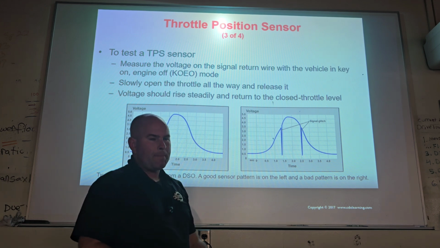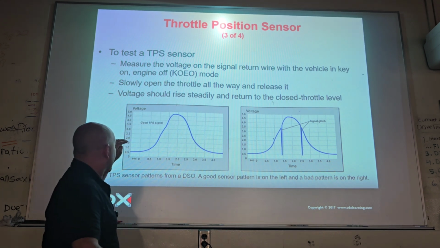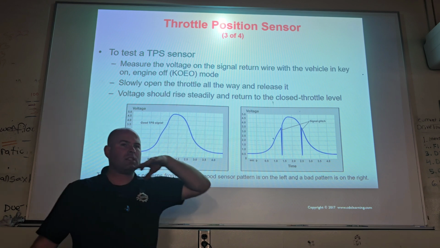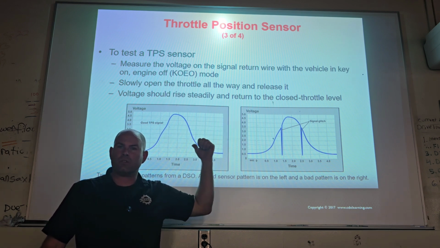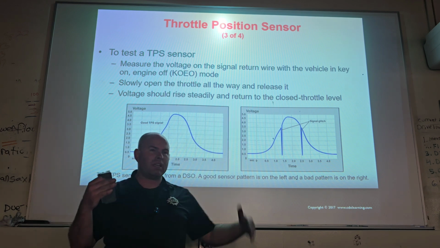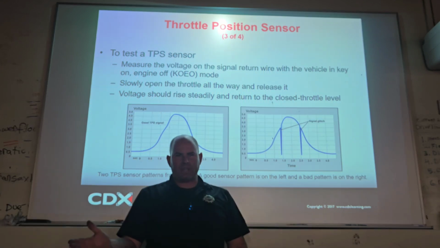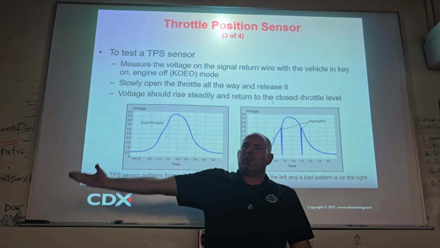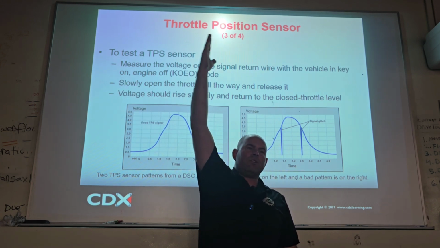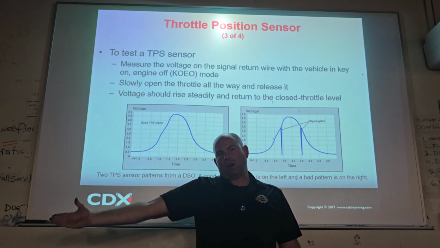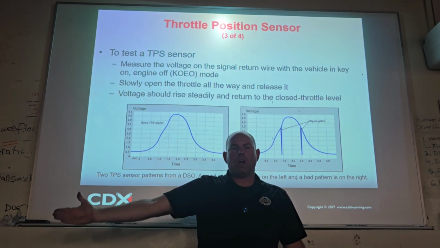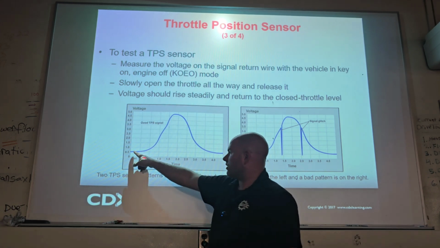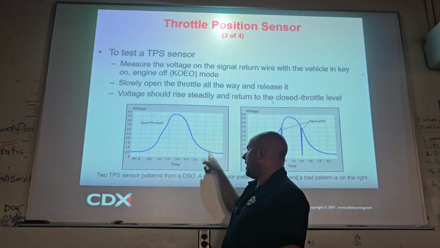It's easy. What did it do? It went from about 0.5 volt to about 4.5 volts and back down. Because remember, it's just like that potentiometer circuit I showed you. It gets 5 volts, it gets ground, and it varies between 0.5 and 4.5 depending on its position. This would be 0.5 volt, and this would be 4.5 volts, right? 0% throttle is 0.5 volt. 100% throttle is 4.5 volts.